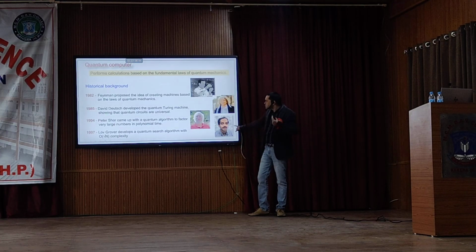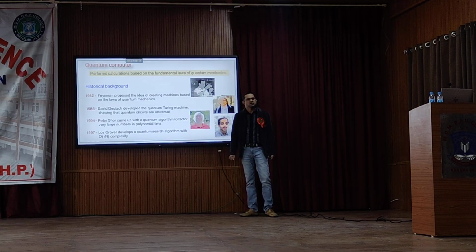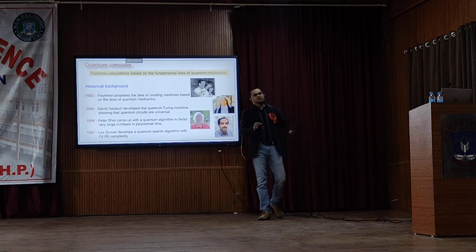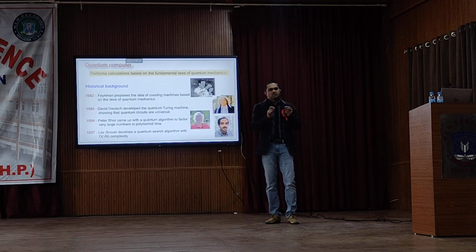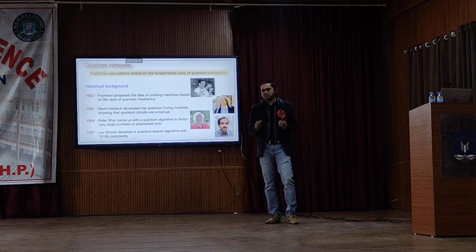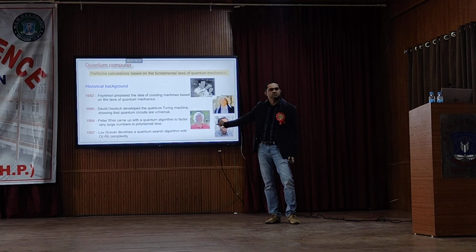I just want to add one more person's name here. This is an Indian person, Lov Grover. He developed a new quantum search algorithm. Suppose you have a dictionary and you have to find some word. If the words are arranged in a particular order, you go to the alphabet A, then the next alphabet, and slowly you find it. If something is not arranged in order, then you have to look at each and every word to find the desired word.